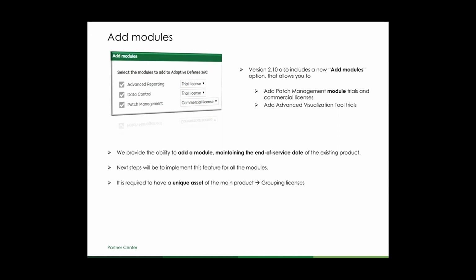So if you've got a customer or license base that has separate line items with different dates, you want to go ahead and utilize the grouping of licenses feature to put those in as a single asset, and from there you'll be able to add modules. And as we stated, modules are going to have the same number of licenses and same expiration date as the main product.